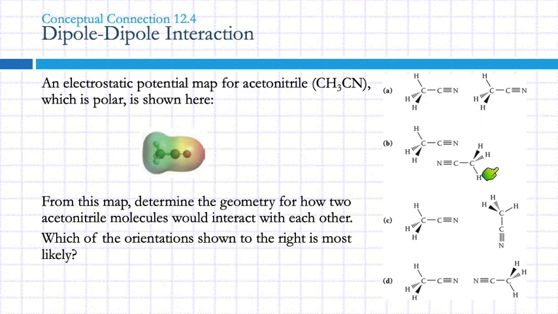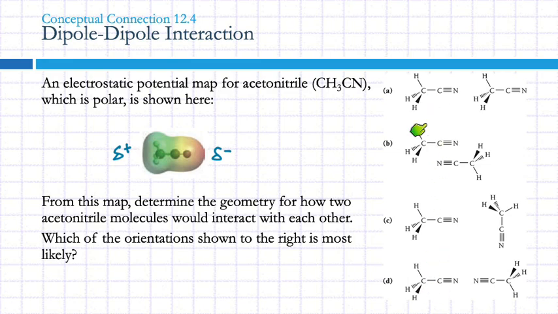Well, that's all kind of confusing. Let's think about this without looking at that first. So this is our negative end of the molecule, and this is our positive end of the molecule, right? What is this going to be attracted to on another acetonitrile molecule? The positive end. So the negative end of this is going to be associated with the positive end of the other one.